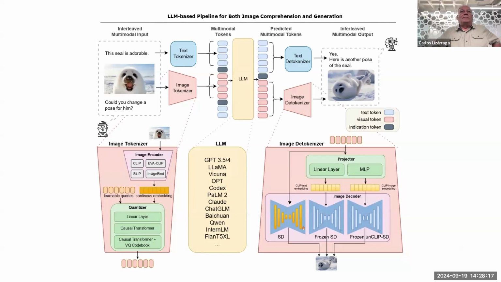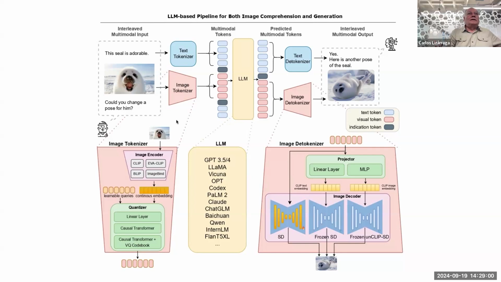This is another example of a pipeline for image comprehension and generation. So the question is, this seal is adorable, could you change the pose for him? So this is the question. The question will be analyzed by a text tokenizer, and you have the image. The image will be analyzed by the image tokenizer, and then the image tokenizer will use different encoders to try to produce the output. It's going to try to change a pose for the seal. So we will use different layers and transformers to produce the output.